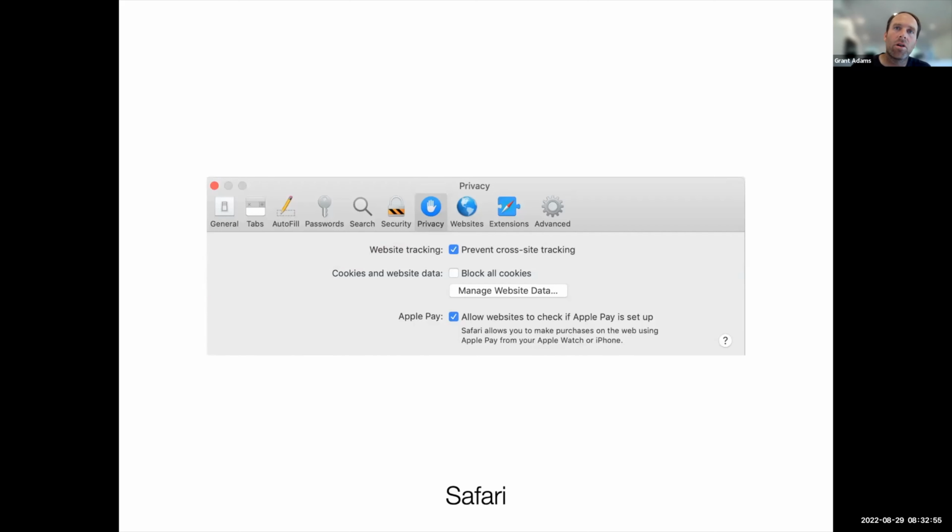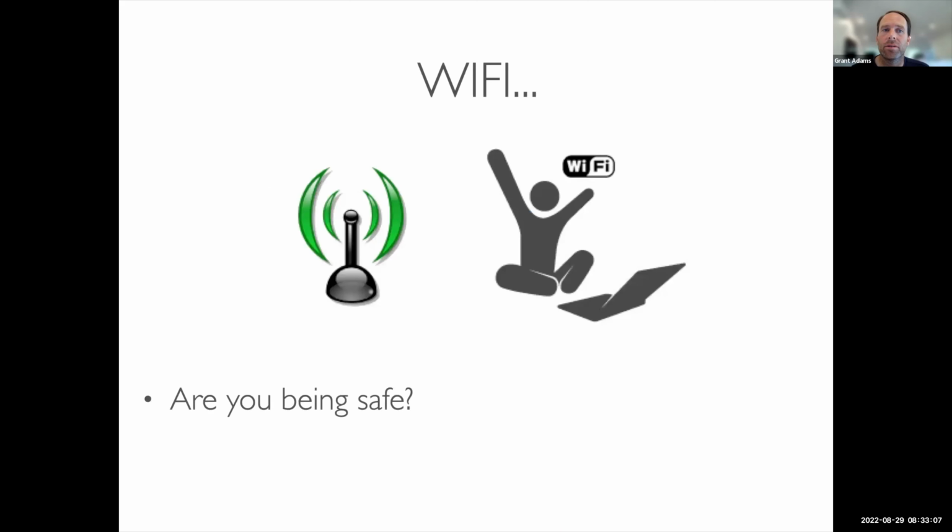So that's available in Chrome. In Safari, it's under Privacy right here, and you check this box for Prevent cross-site tracking. I think it's a good idea, and I think it's worth going through the effort of setting that up for your own browsers.